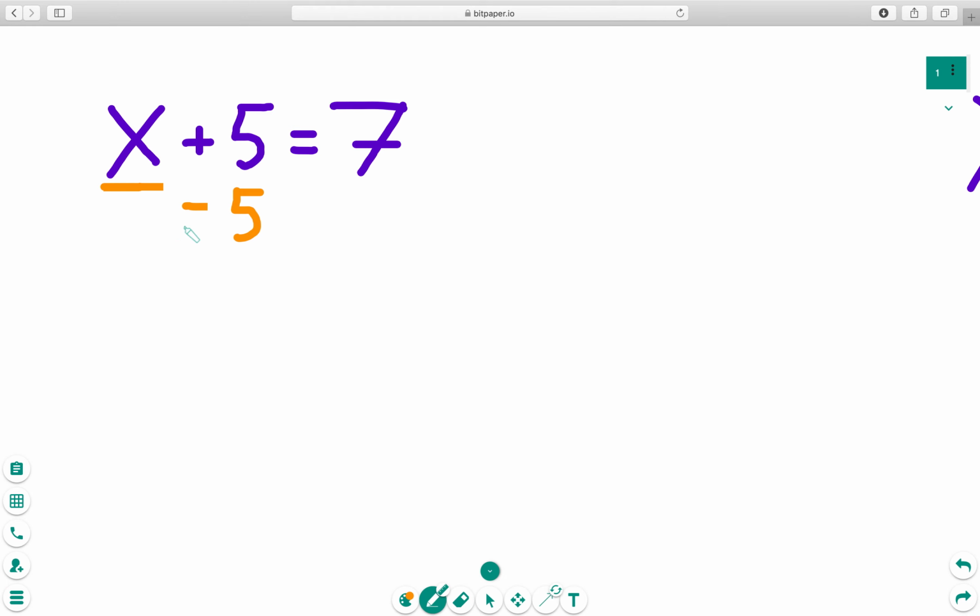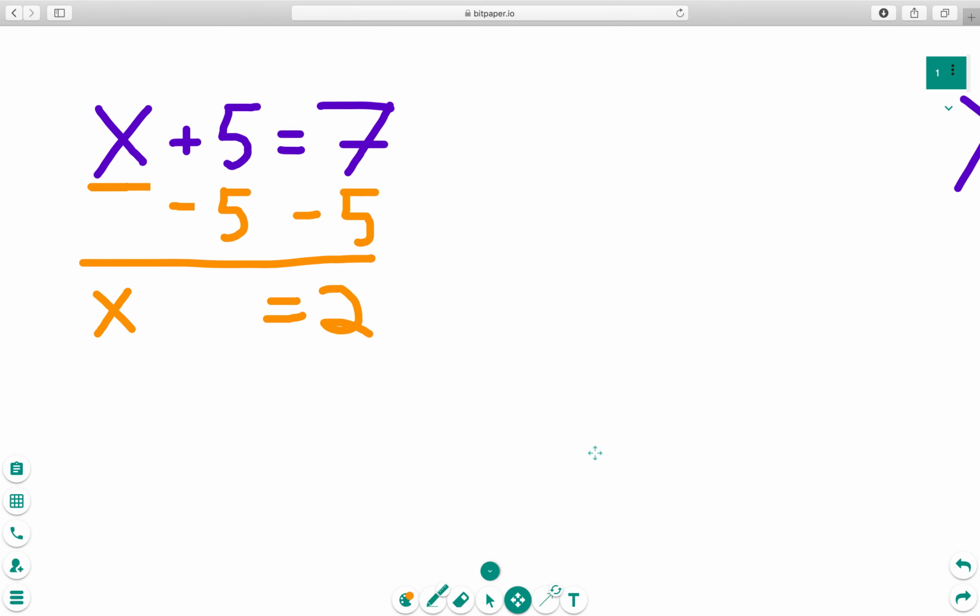So we subtracted 5 from this side. Now we have to subtract 5 from the right side. So we have x still. And then positive 5 minus 5 is 0. And then 7 minus 5 is 2. So we got that x is equal to 2. Okay.